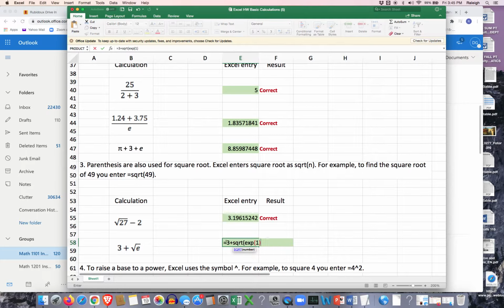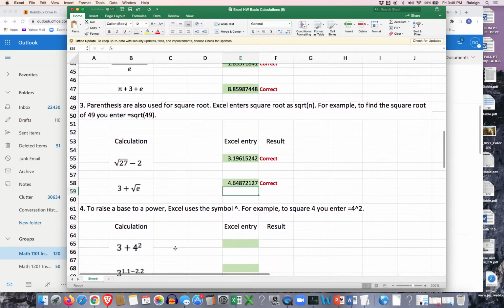So here comes the double parentheses. Yeah, this is just the first time that we've shown it to you. So let's see how that turns out. 4.6. Yeah, it's between 4 and 5. Kind of what I thought. 3 plus around 1.5. Makes sense.